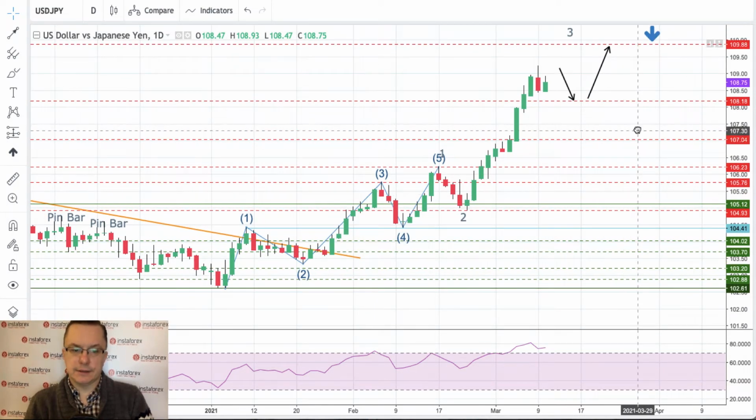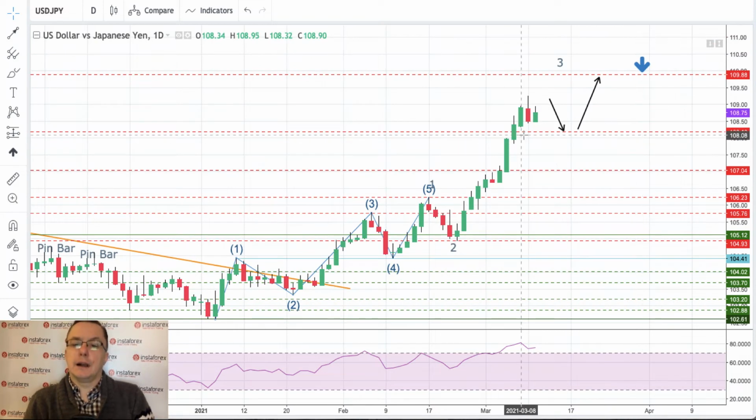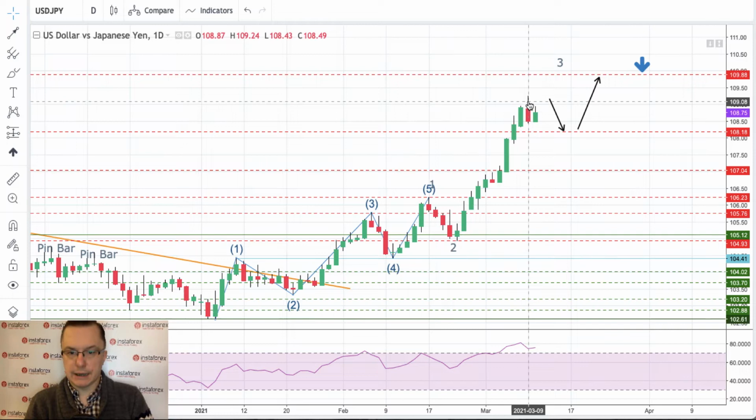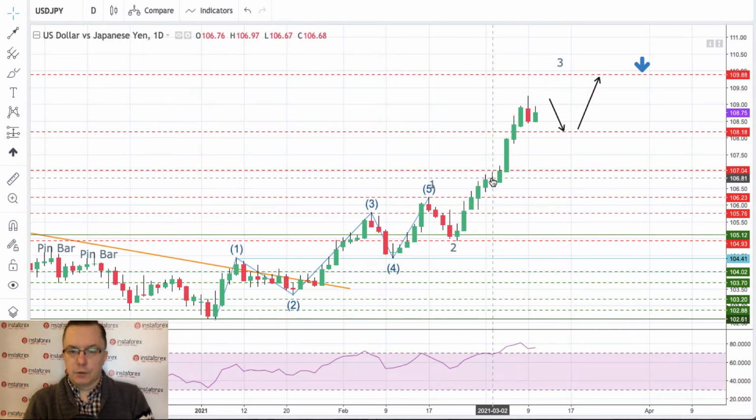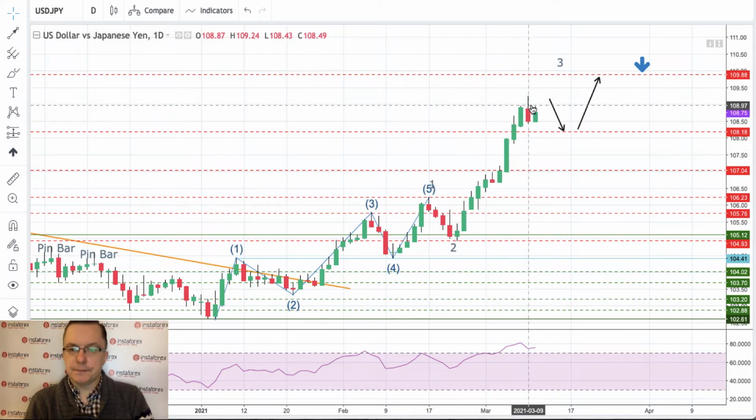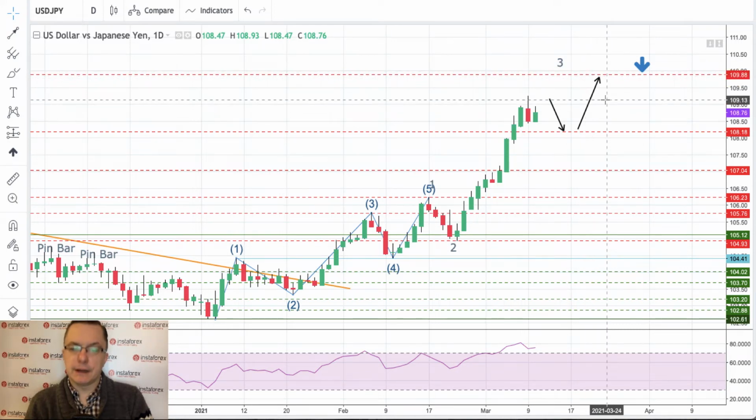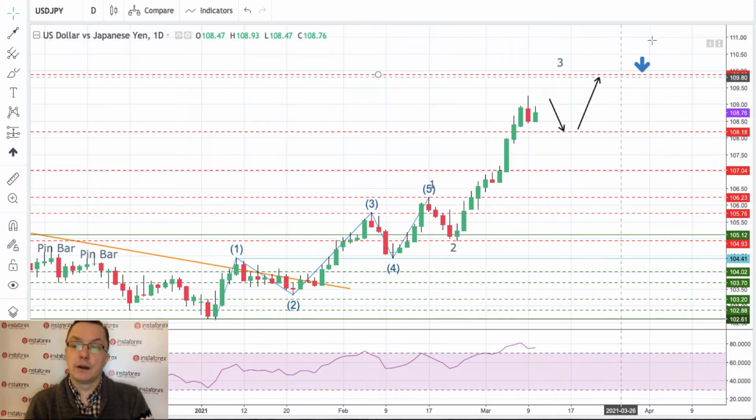Let me just adjust the chart. There you go. It looks very well. We just have one red candle so far here, one red candle here. So the market is continuing the up move. After the wave three is completed, we expect wave four of a higher degree, and then of course wave five of a higher degree.